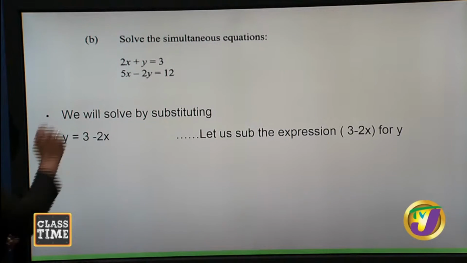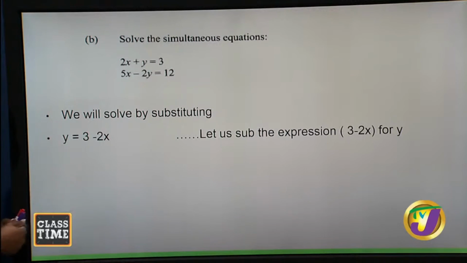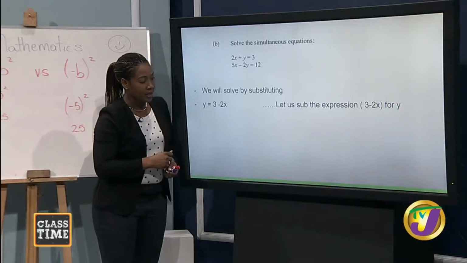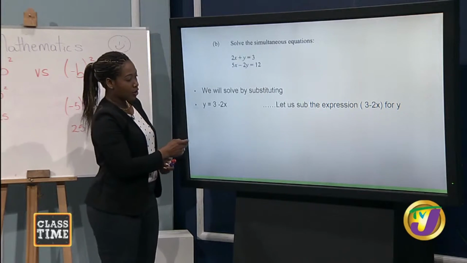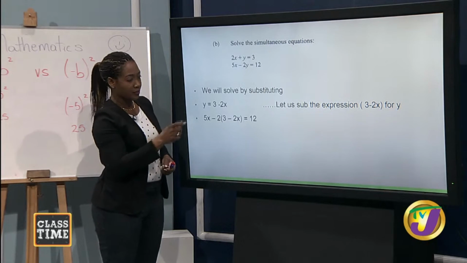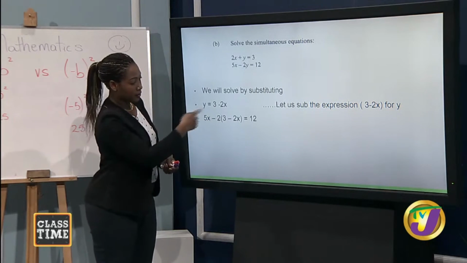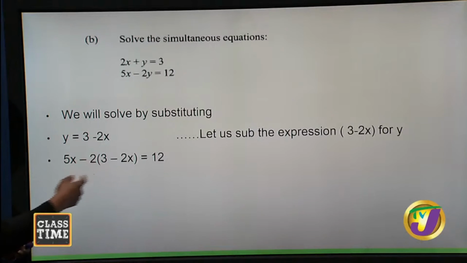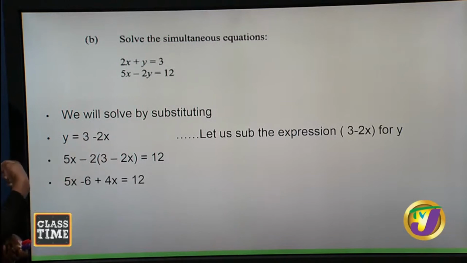So for the 2x plus y equal 3, we can rewrite it. We can transpose, making y the subject of that particular equation. So we can write an expression in terms of x, I should say. So y here is equal to 3 subtract 2x. So now what can we do? We can substitute the value of y for 3 minus 2x. And as you can see, I would have done it here. So 5x subtract y, which is now substituted by 3 subtract 2x, equal 12.